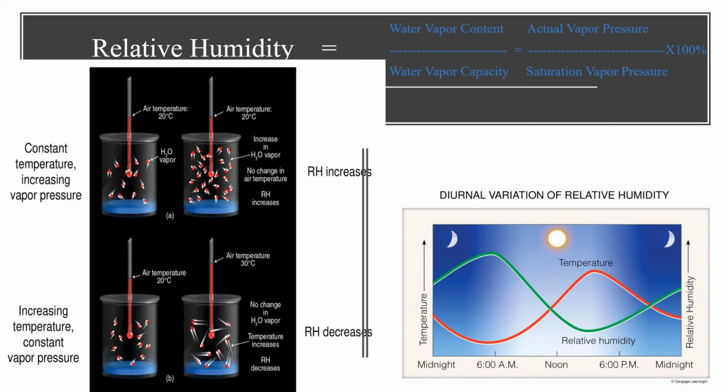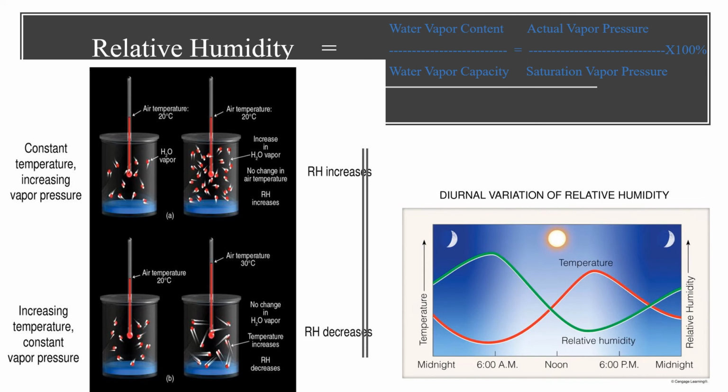In summary, with no change in water vapor content, an increase in the air temperature lowers the relative humidity, which means temperature and relative humidity are inversely related, while a decrease in air temperature raises the relative humidity.